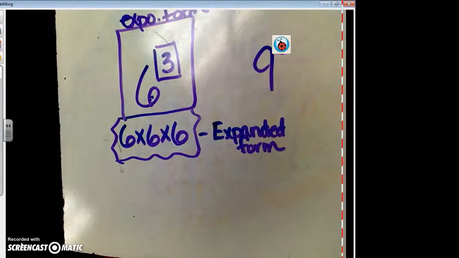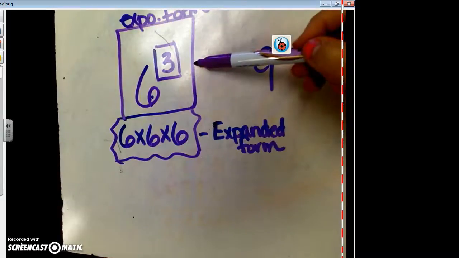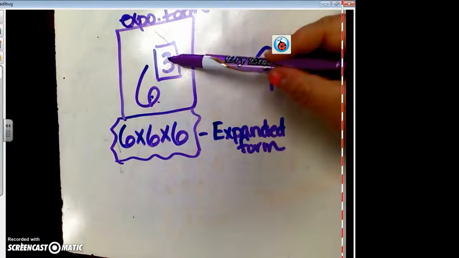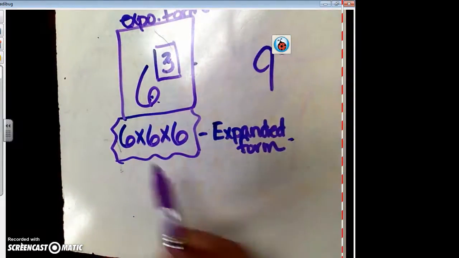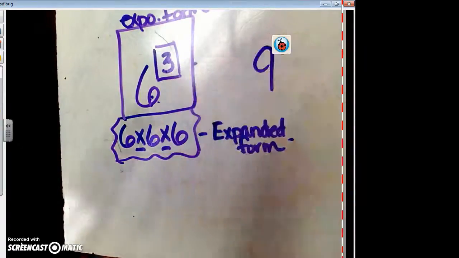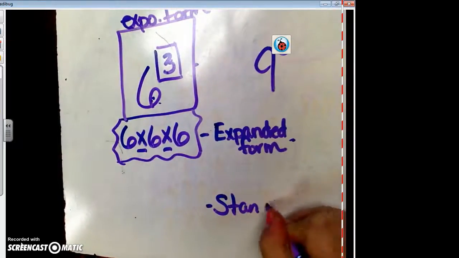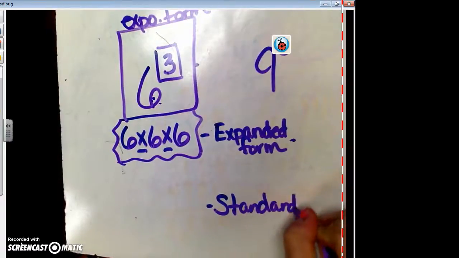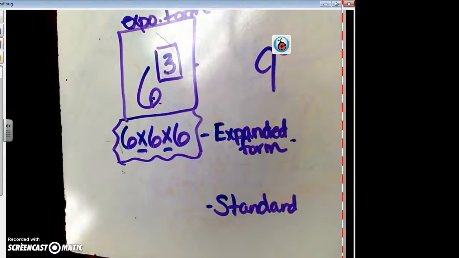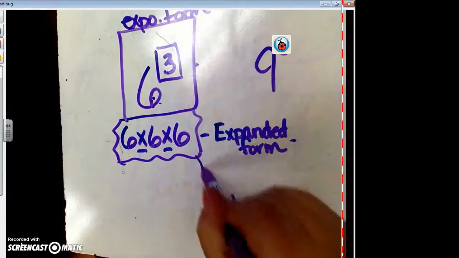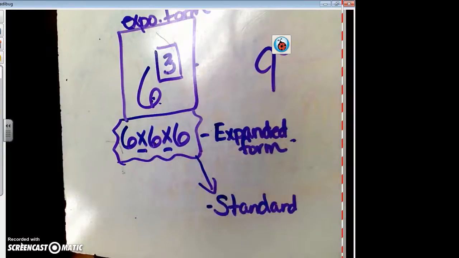Okay? So, exponential form is when I have my base with an exponent. Expanded form is when I say what this is. Then I have a thing called standard form. And when I had standard form with whole numbers, what did that look like? It was just the number. So in order to get standard form, I have to multiply this out.